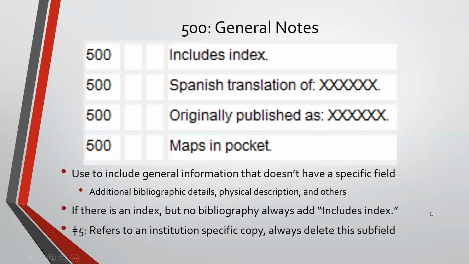With note fields, you'll sometimes see, at least in OCLC, a subfield 5. This refers to an institution-specific copy of this item, a specific copy at a specific institution. Make sure to delete those. Our system does not automatically delete them when they come over from OCLC into Ex Libris Alma, so I have to make sure to delete them on our end.